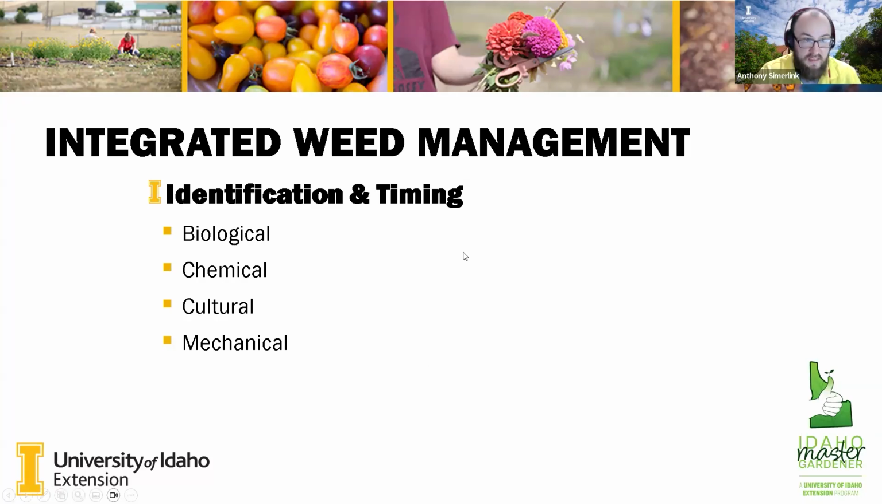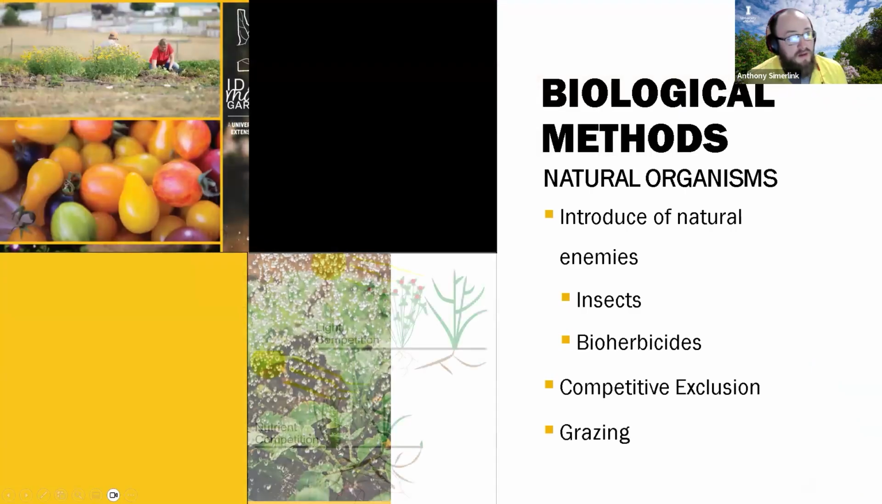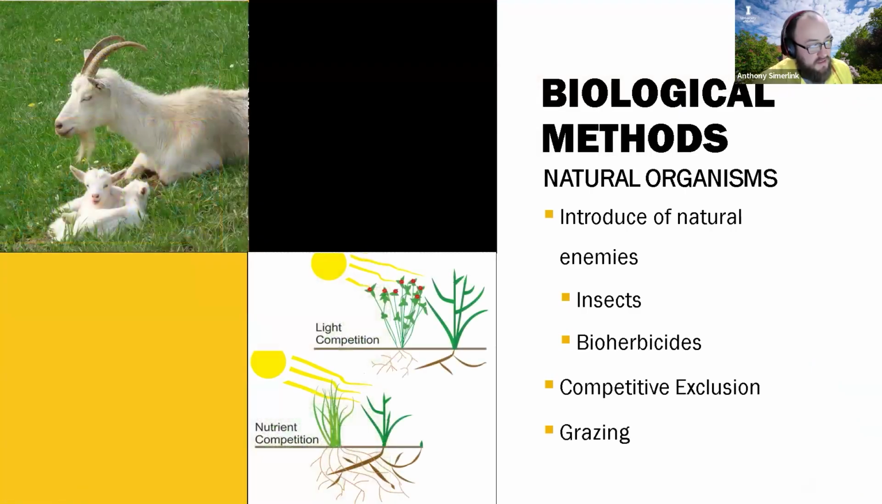So the main thing that's important is identification and then timing of application of either a biological, chemical, or cultural or mechanical control. So tilling may be an option for some of those perennials, but knowing when to do it and how to at the right time, and making sure we identify the right plant, is important to make sure that would work.